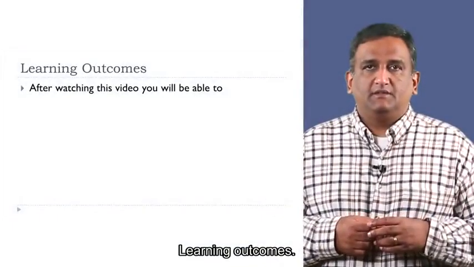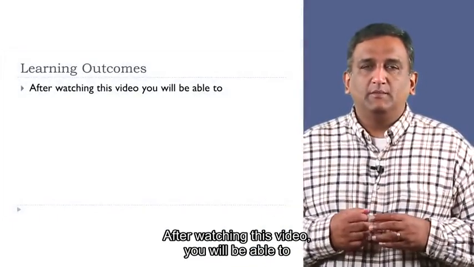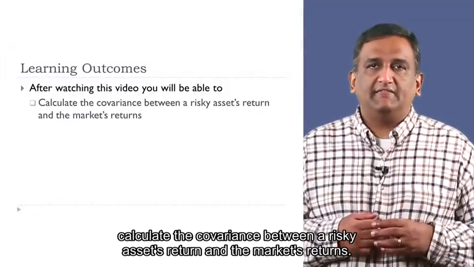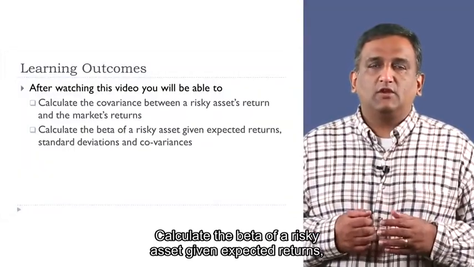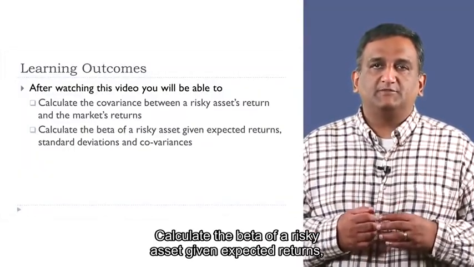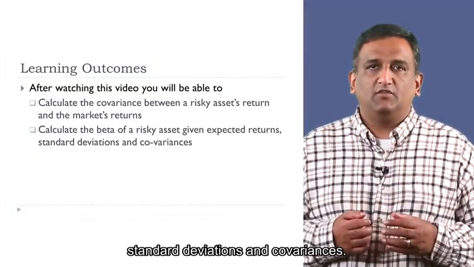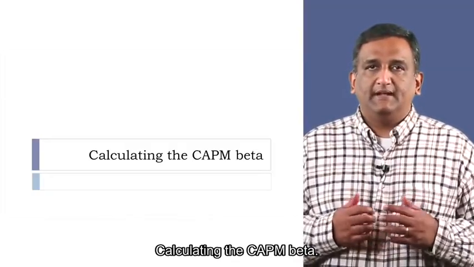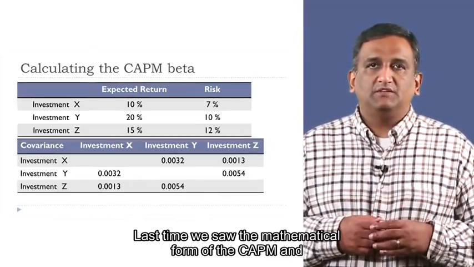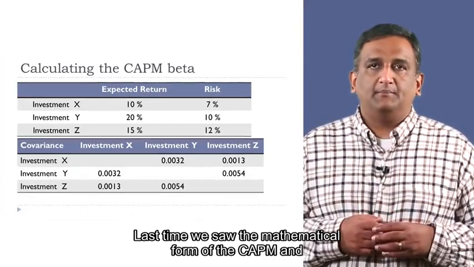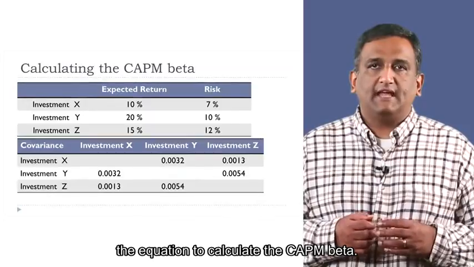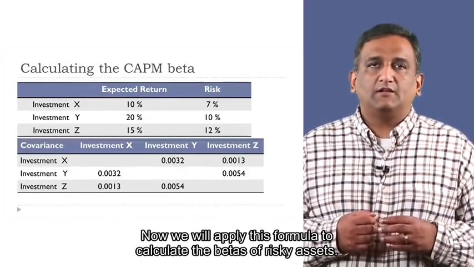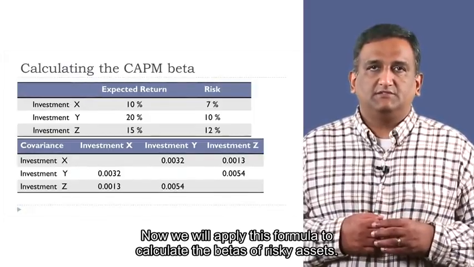Learning outcomes. After watching this video, you will be able to calculate the covariance between a risky asset's return and the market's returns, and calculate the beta of a risky asset given expected returns, standard deviations, and covariances. Calculating the CAPM beta. Last time, we saw the mathematical form of the CAPM and the equation to calculate the CAPM beta. Now, we will apply this formula to calculate the betas of risky assets.